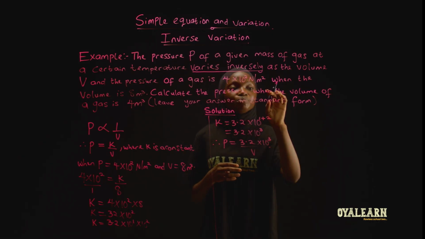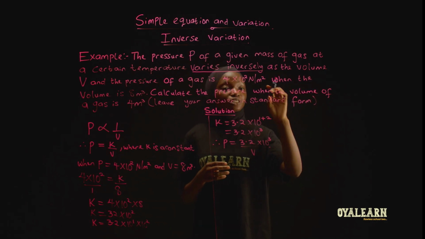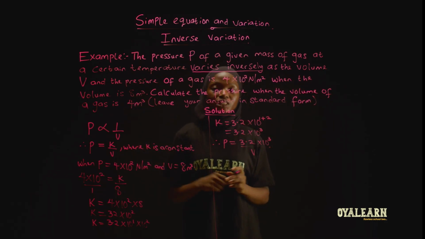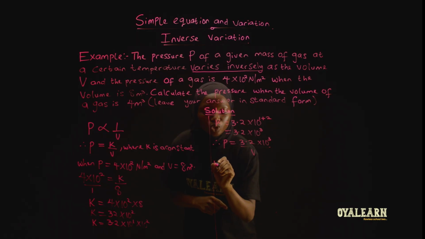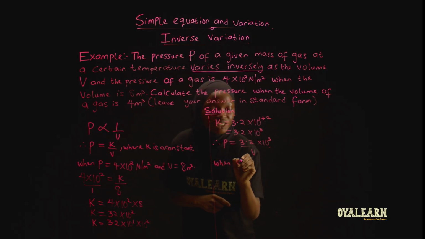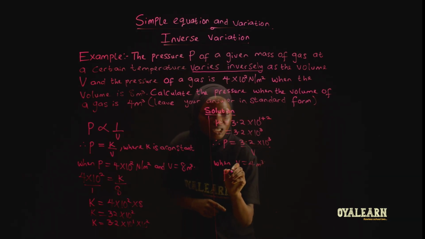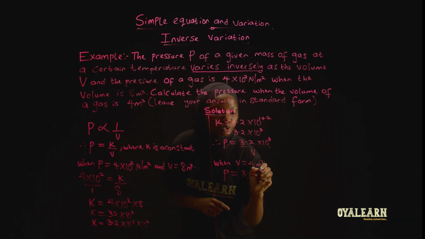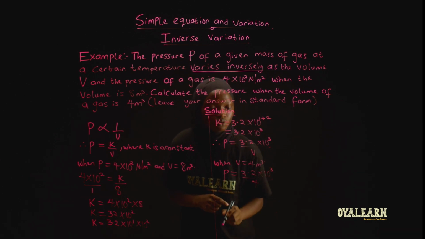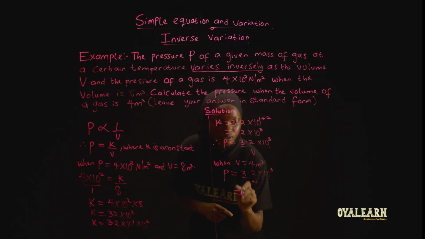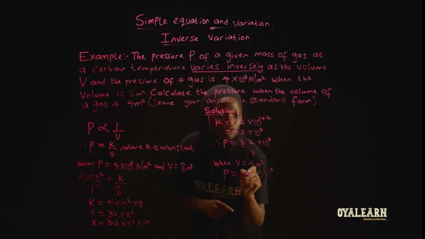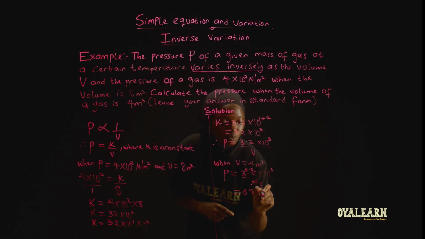So now we can find the pressure of the gas when the volume is 4 meter cube. We just have to input V as 4 meter cube here. So we have P equals 3.2 times 10 raised to the power of 3 over 4. And here 4 goes into 3.2, we have 0.8, 0.8 times 10 raised to the power of 3.